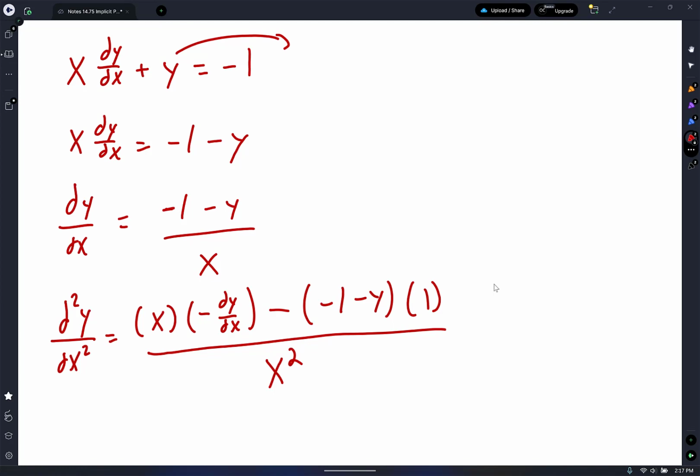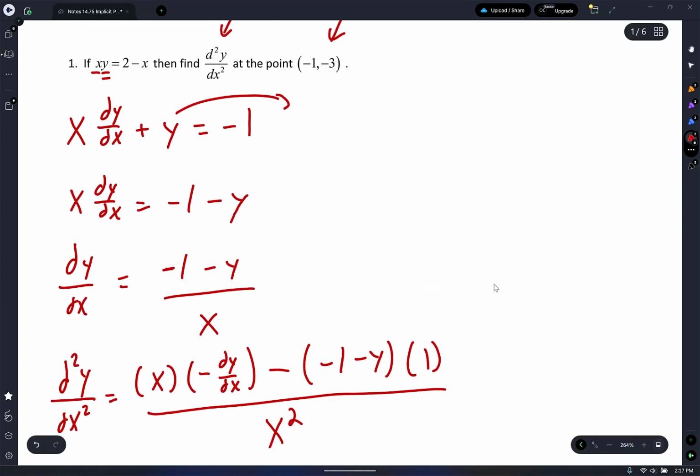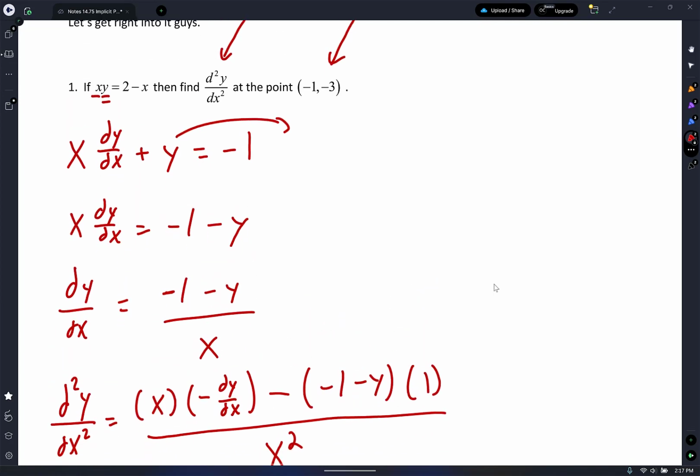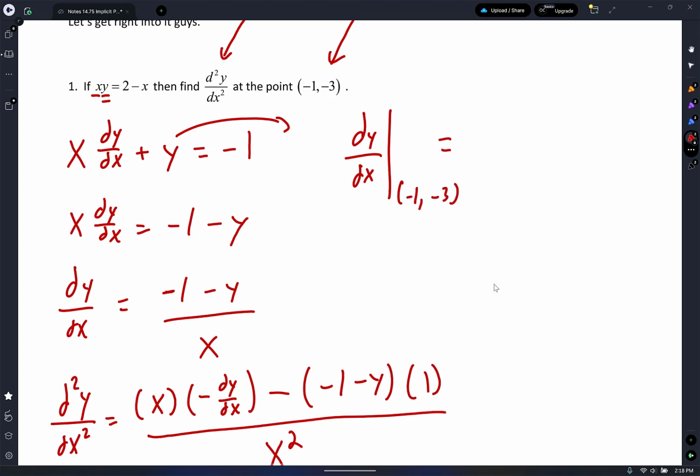Okay, I would stop here. Here's what I would do. Now, it doesn't mean that your habits need to be my habits. I would evaluate dy dx first. Some teachers, some professors will say plug in your dy dx expression there. That's fine. There's no big deal. There's so many ways to do it. And I'm going to evaluate this dy dx at -1, -3. Are we okay with that? Okay, I haven't done anything crazy.